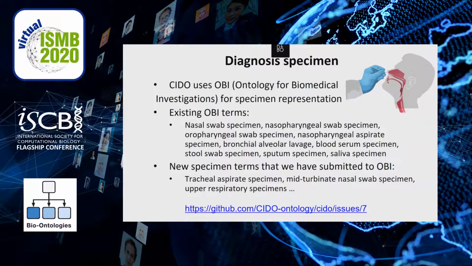I am going to start with the specimen. The specimen used for diagnosis is an important aspect. For COVID-19 testing, many specimens were collected from different locations in the patient's upper airway. CIDO uses OBI, the Ontology for Biomedical Investigations, to represent specimen. OBI has already existing terms such as nasal swab specimen, nasopharyngeal swab specimen, bronchoalveolar lavage, or blood serum specimen for us to reuse.